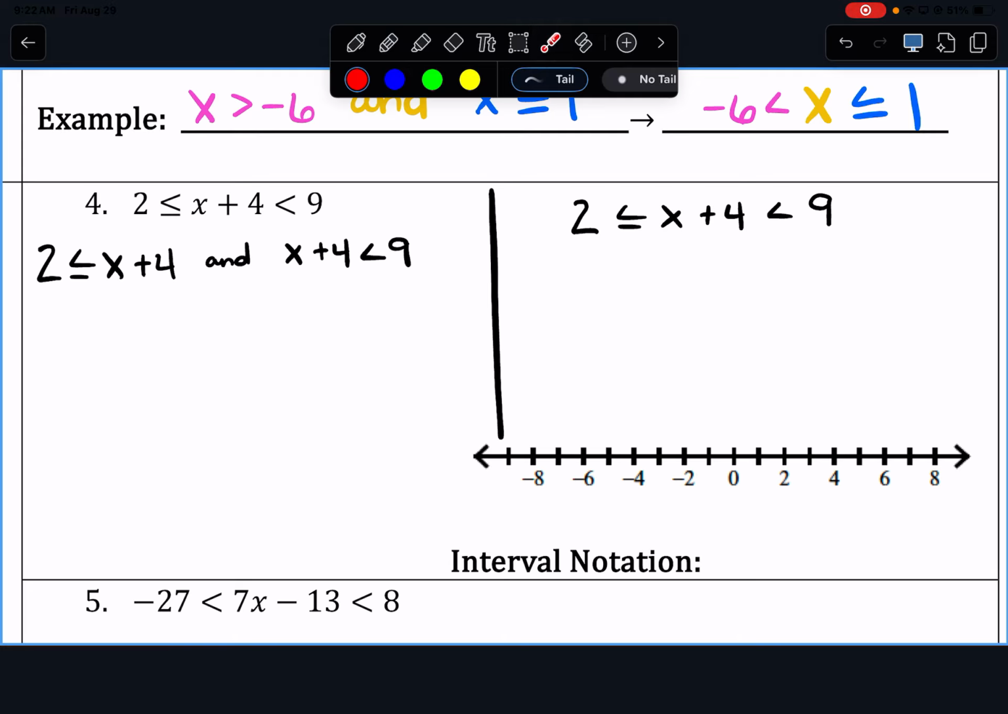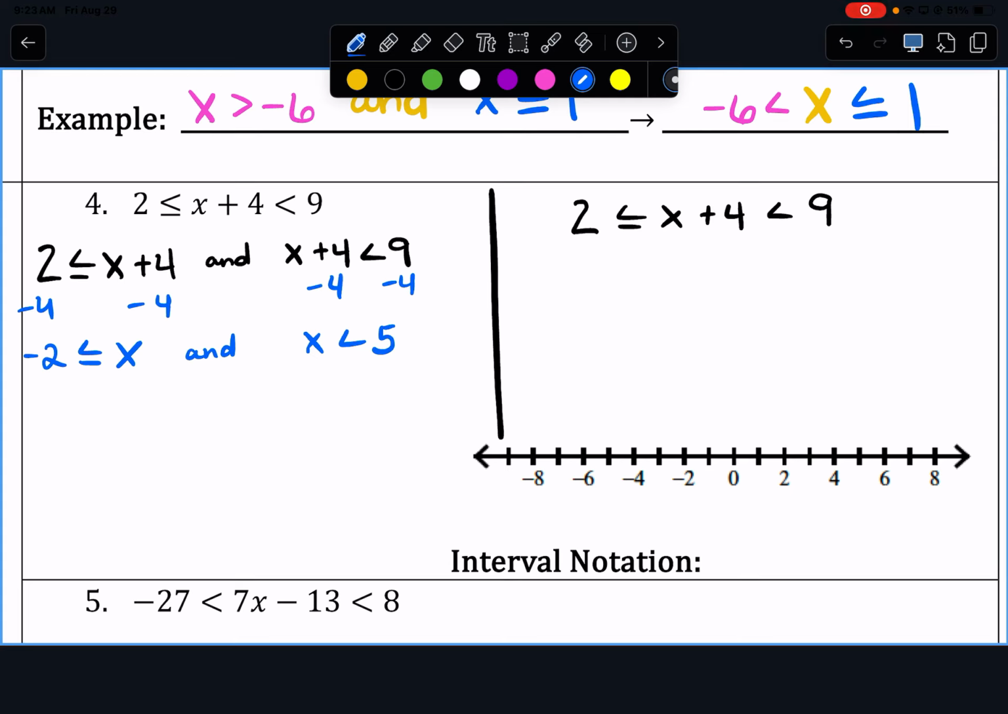So if we are to split it up into 2 separate inequalities, we solve those just like normal, okay? So how would I solve 2 is less than or equal to x plus 4? Subtract 4 on both sides. 2 minus 4 is? Negative 2. Is less than or equal to x. Then we do the same thing for the other one. So we have "and," then for the other one, how do I do that? Subtract 4 on both sides. x is less than, what is 9 minus 4? 5. So that's strategy 1.